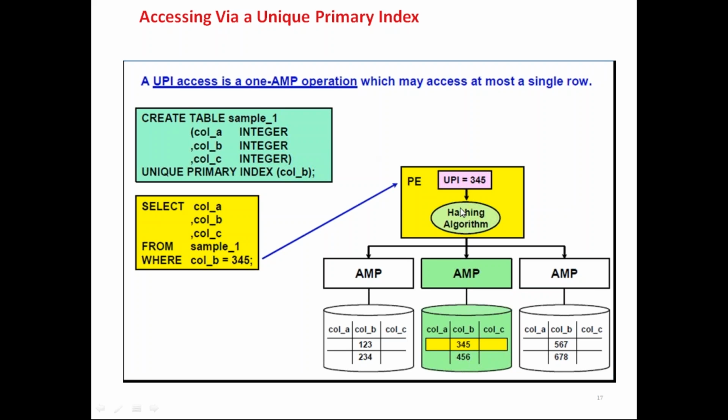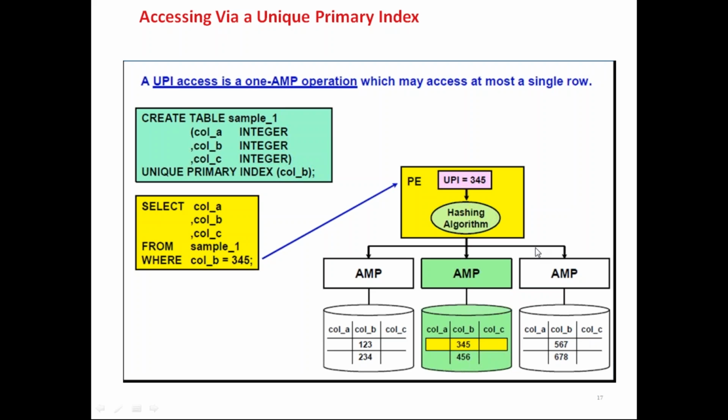Okay, and now it knows in which AMP this particular row has been stored, so it can directly jump to that particular AMP and can pick up the record, right? So how many AMPs has it accessed to get the data back which has a unique primary index equal to 345? It is a single AMP, right? So we have created the table and we have inserted the data.